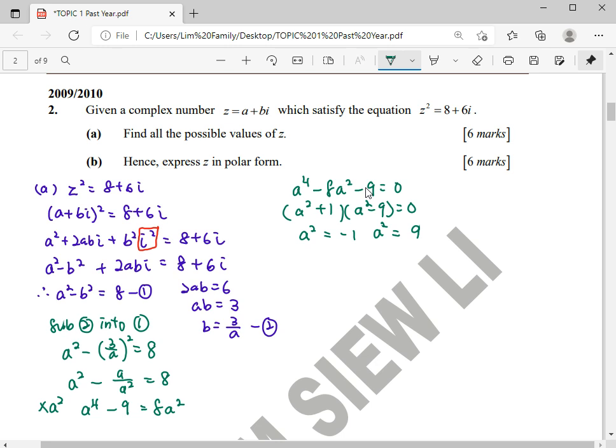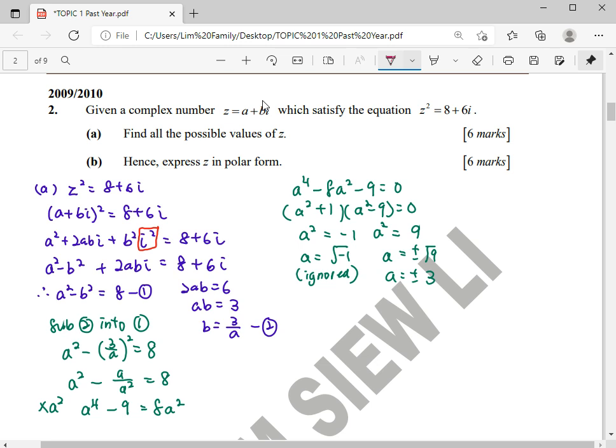Okay, so solve it. When we square root negative 1, this is a complex number, so we ignore it. Because a is the real part, so it must be a real number, not a complex number. But for a square equals 9, when we square root, we have positive and negative. So we get two answers, positive negative 3.